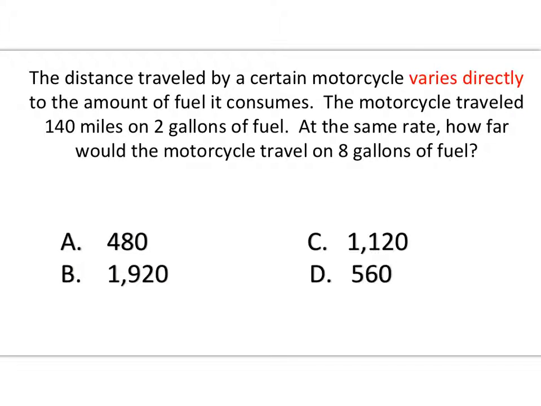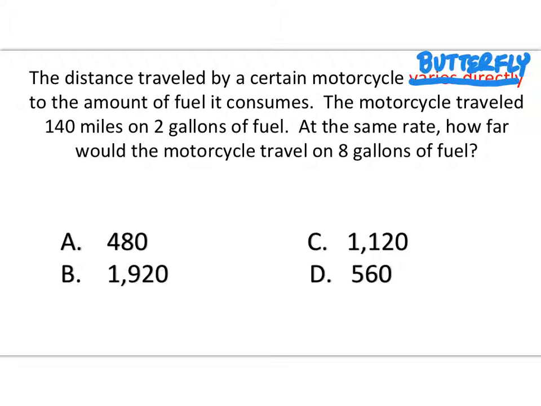Okay, this one's kind of a beast, but let's review. The distance traveled by a certain motorcycle varies directly to the amount of fuel it consumes. Before we keep reading, I'm going to cross out the word varies directly, and I'm going to write butterfly. Okay, the motorcycle traveled 40 miles on 2 gallons of fuel, and at the same rate, how far would the motorcycle travel on 8 gallons of fuel?